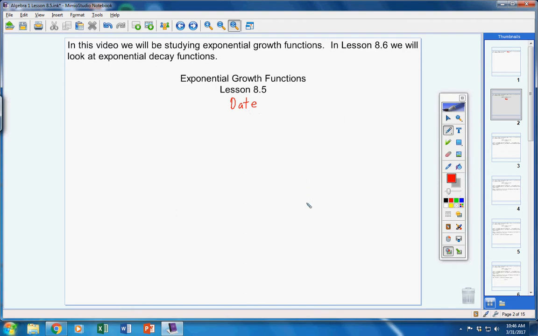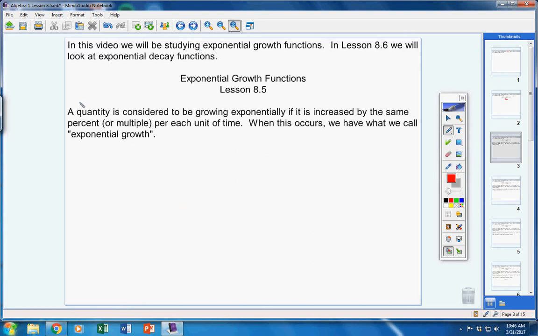I'm going to go fast through this video, so anytime that you need to stop the video, just pause it, and then restart it when you're all caught up, okay? Now, a quantity, I would write this in your notes if I were you. A quantity is considered to be growing exponentially if it is increased by the same percent or multiple per each unit of time. I would write that down, okay? When this occurs, we have what we call exponential growth, okay?